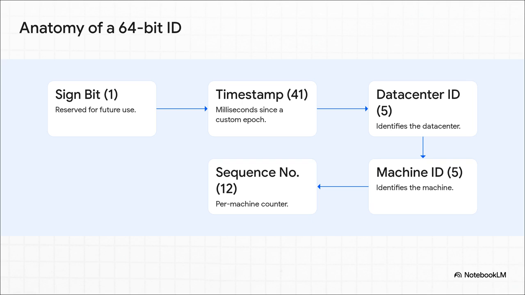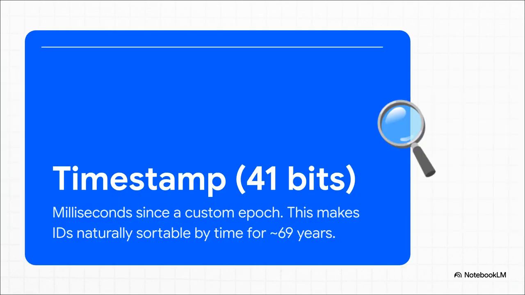Let's break those down. Okay, the biggest piece by far, a whole 41 bits, is the timestamp. This is the secret sauce. It's just the number of milliseconds that have passed since a specific date back in 2010. By putting the time first, it means the IDs are automatically sortable. A later time always means a bigger number. Boom. That one trick solves our biggest problem, and it's got enough room to work for about 69 years.